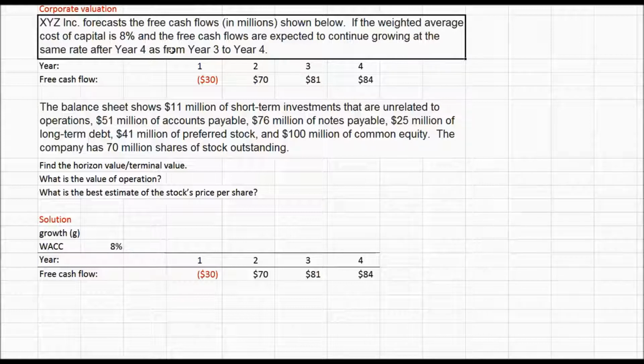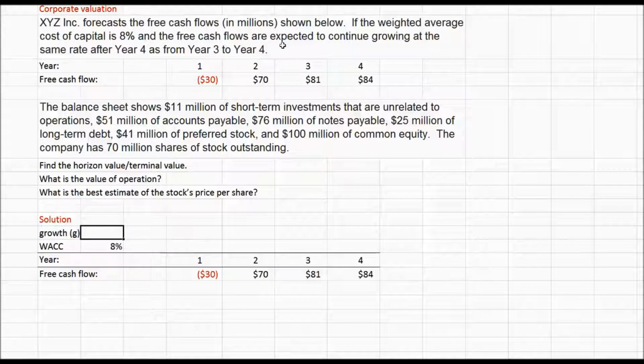So let's see here again. The cash flow growth is the same as from year 3 to 4. Basically, that means the growth rate of the cash flows is constant after year 3. Okay, so let's summarize this information. We need to figure out the growth rate because we don't know it here. We have the numbers for year 3 to year 4, but we don't have the growth rate. So let's find out the growth rate.